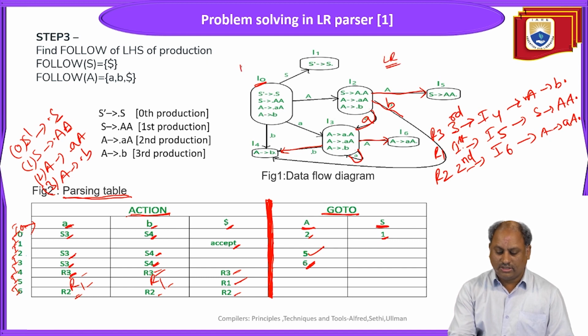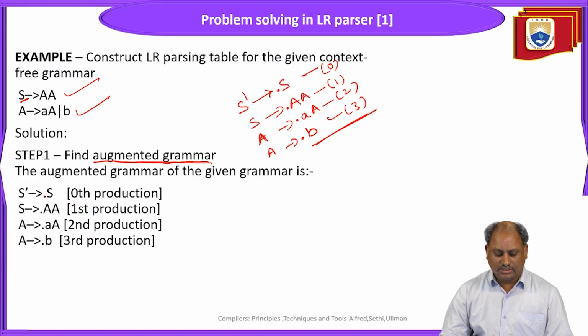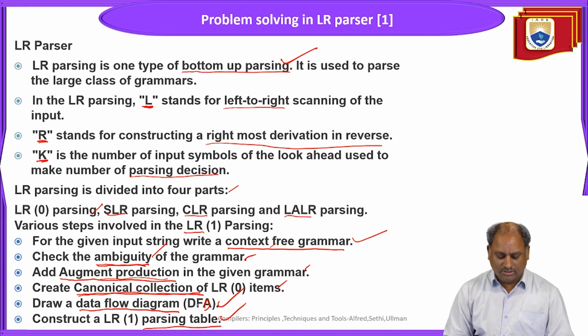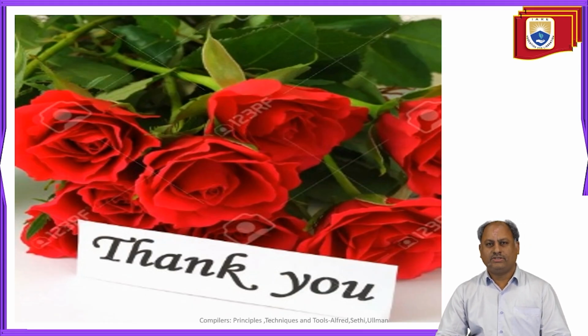This is a data flow diagram which represents the corresponding states, and we know each of the processing states. This is the last step: we considered the canonical collection with augmented production added, the canonical collection, the data flow diagram, and the parse table implementation. We'll come up with one more new topic, the problem solving technique.